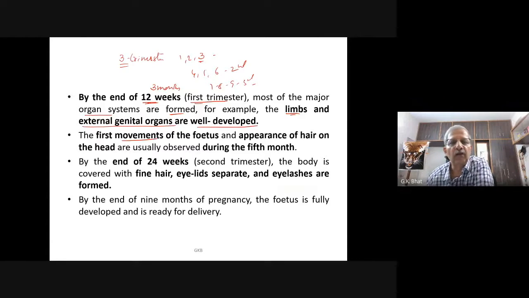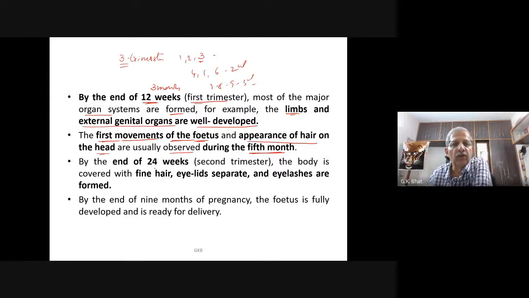The first movement of the fetus and the appearance of hair on the head are usually observed during the 5th month. During the 5th month of pregnancy, the mother will feel the first movement of the fetus: yes, my fetus is moving here, it has come up here, gone down here. Also at that time, a coat of hair develops on the head.